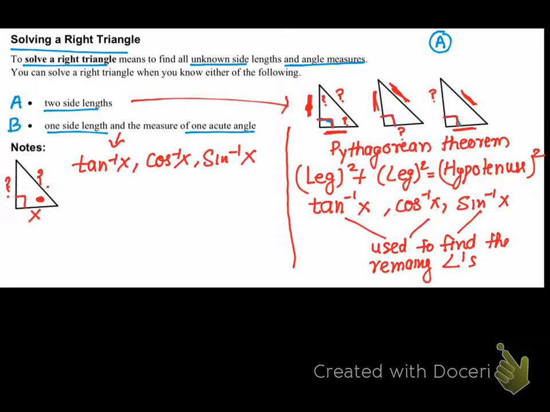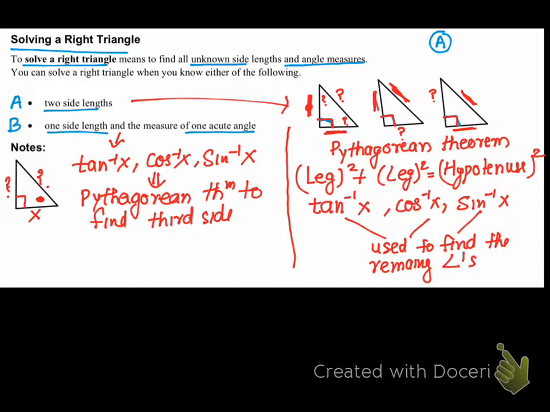Once you get another side, you can use the Pythagorean theorem afterwards. So there could be different steps, different ways. Use the Pythagorean theorem to find the third side, and once you get it, if you have this angle, you need to know how much is this, so you can find the third angle.